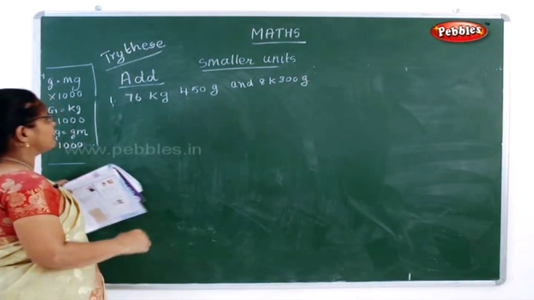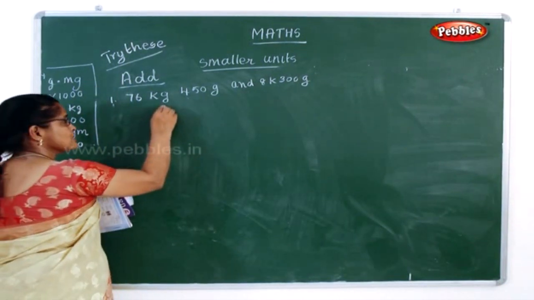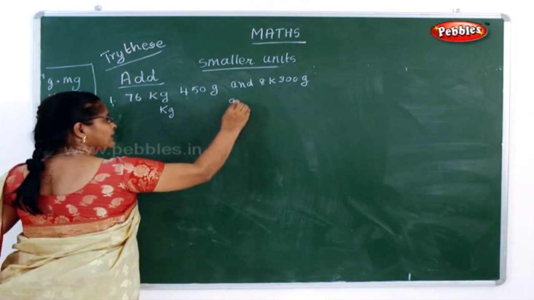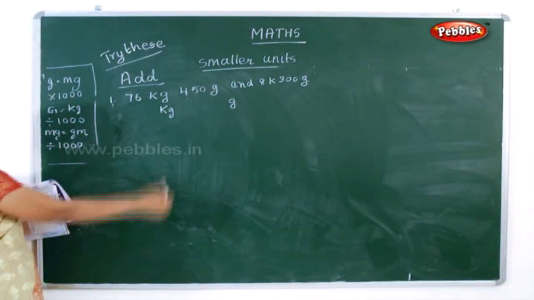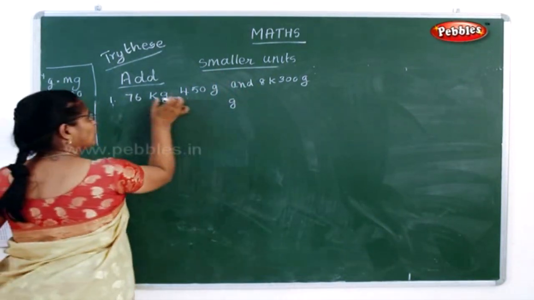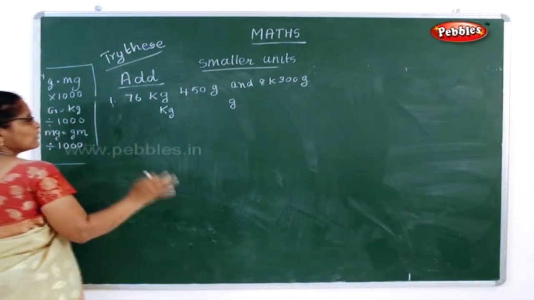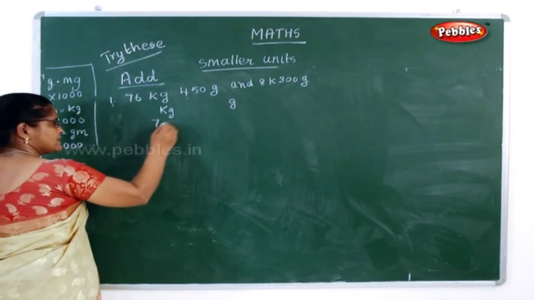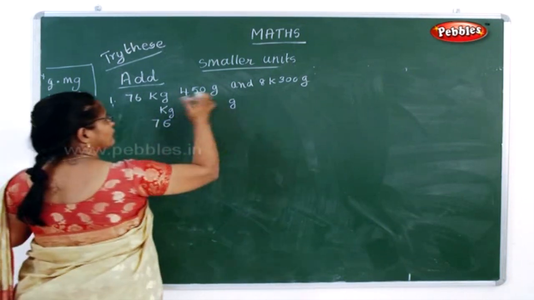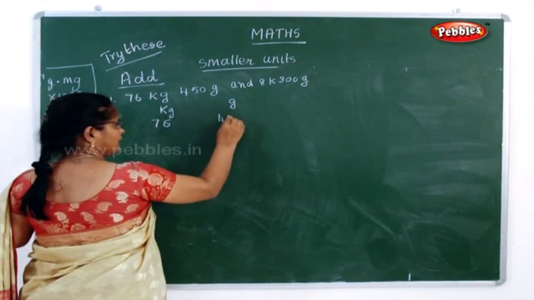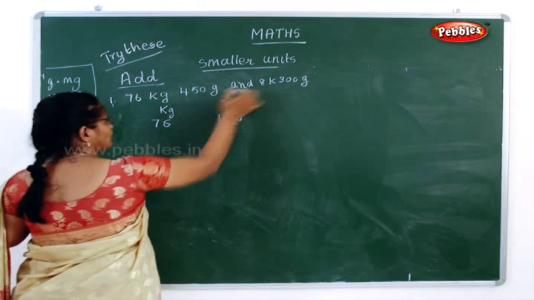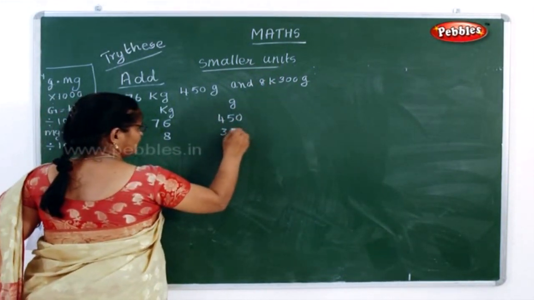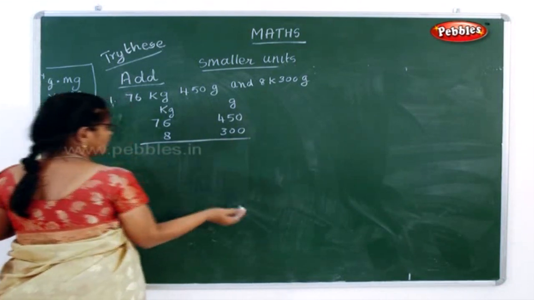Now what you have to do always when it is given? Always you have to write your kilo and here you have to write gram. Whatever they have given here, you have to write. You can't do by yourself. Now how many kilos are given here? 76 kilos. Now how many grams given? 450 grams. Now here how many kilos? 8. Then how many grams? 300.